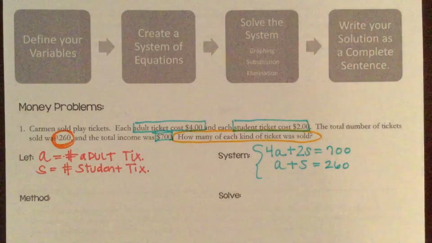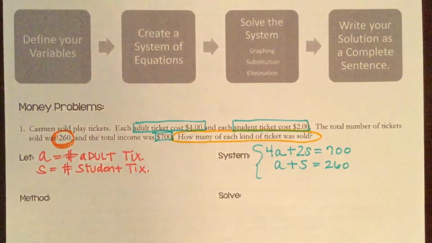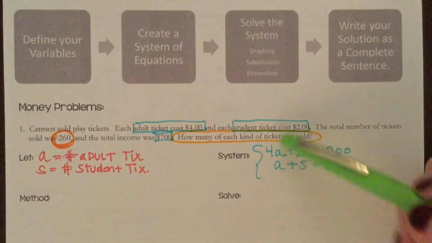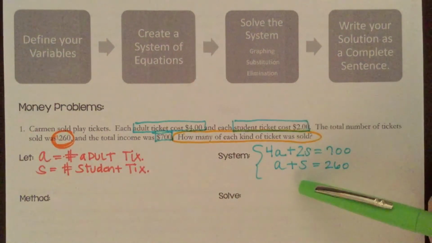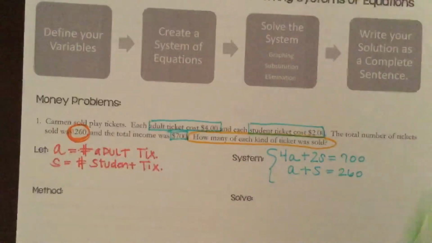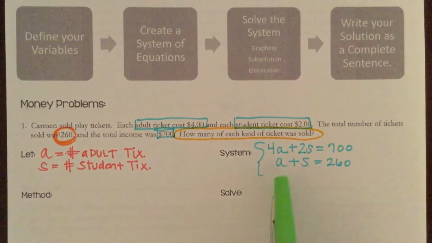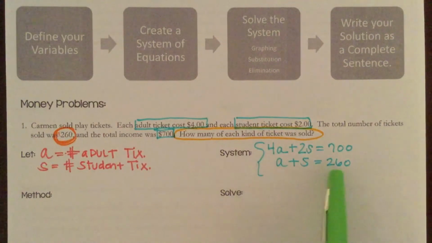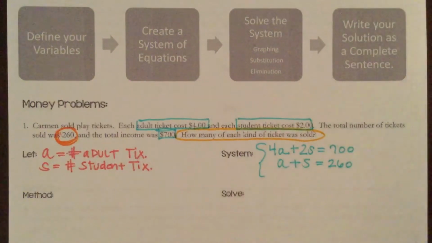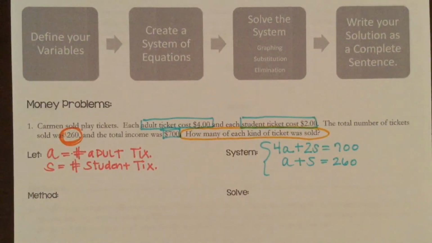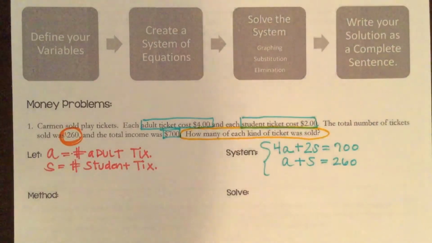Next, we want to think about what method we would want to use to solve this. Based on the fact that our A's are lined up, our S's are lined up, and our constants are lined up, elimination might be a good option. We also have an equation down here where A or S could easily be gotten by themselves or solved for. In that case, you may choose to use substitution. For review on this one, I'm going to use elimination.